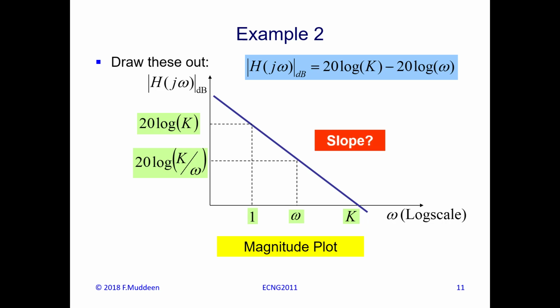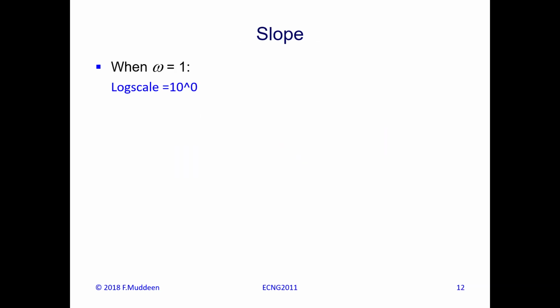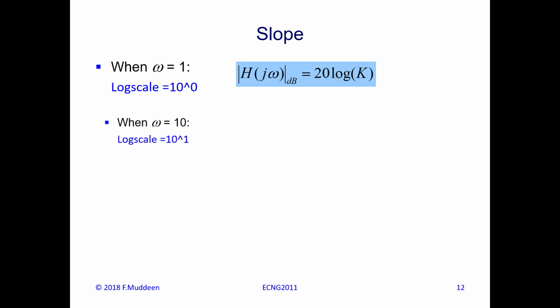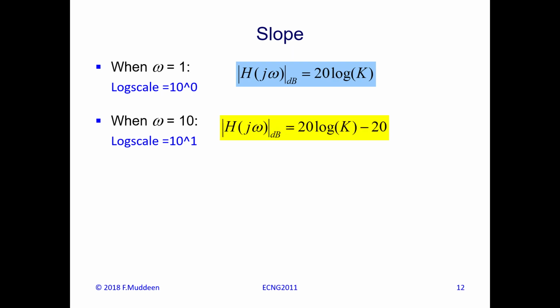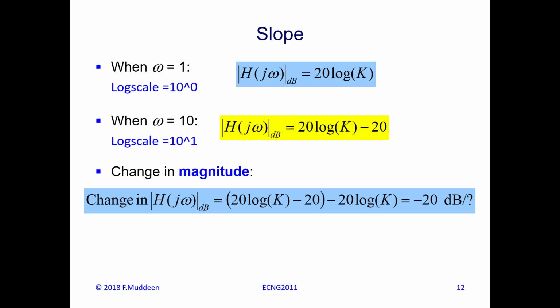The end result would be such that we need to find out what is the gradient of this linear behavior. So let's consider some omega values in order to find the gradient. When omega is equal to 1, our resultant magnitude equation would be 20 log of k. And then when omega is equal to 10, our resultant magnitude equation would be 20 log k minus 20. If we take a difference of these two to see the change of the magnitude between these 2 points, we basically get minus 20 decibels.